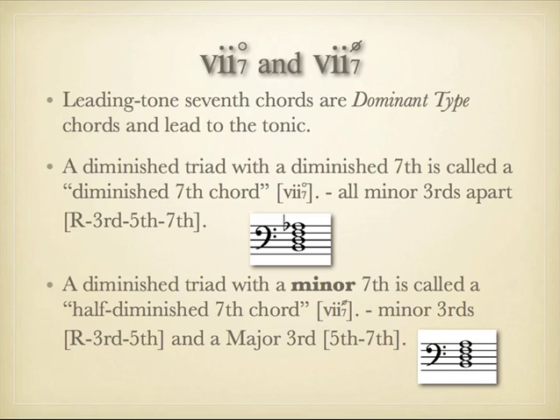And if the triad has all minor thirds, so it becomes a diminished triad with a minor seventh above the root of the chord, then that's called a half diminished seventh. So the only difference is the seventh of the chord, a minor seventh or a diminished seventh.